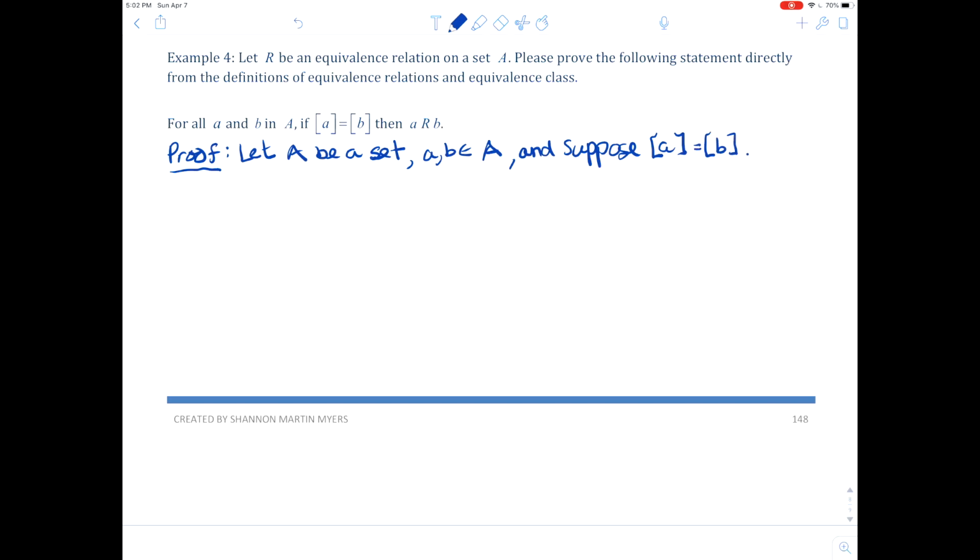All right? Well, we've been given that R is an equivalence relation. So what can we say? We can say since R is reflexive, we know that aRa, and then from that it follows that a is an element of the class of a by definition of class.